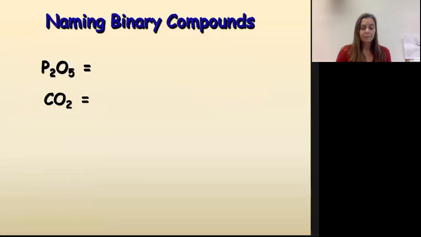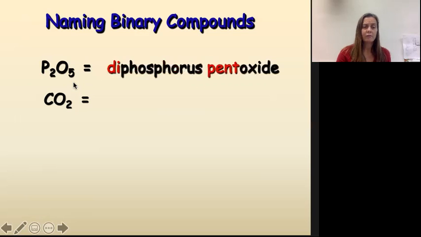So as an example, we have P2O5. So we're going to name phosphorus first. And since it has this subscript of 2, we're going to begin by saying diphosphorus. And then because our oxygen has a subscript of 5, we're going to change from oxygen to oxide. And we're going to add the prefix of penta. So we have diphosphorus pentoxide. And this is where that idea of dropping the A, because the second element begins with a vowel, comes in.